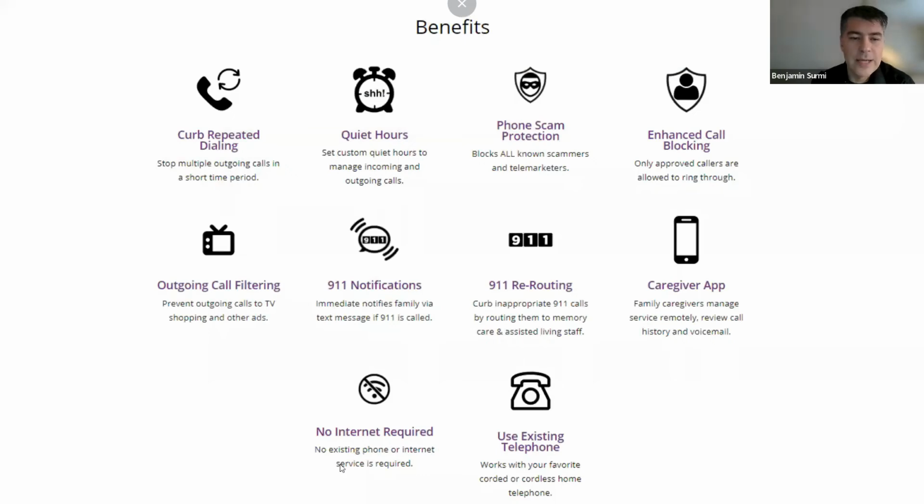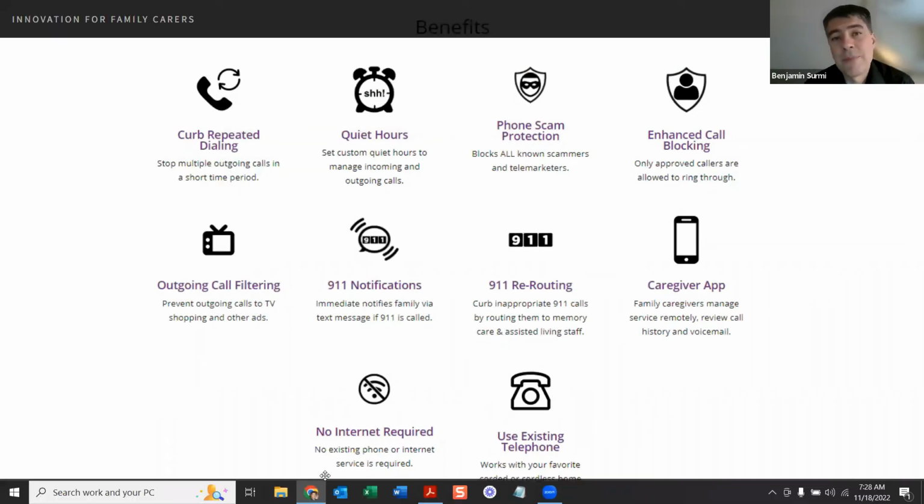It curbs repeated dialing. So an older person with memory loss, it would stop them from calling the same person over and over. It can set quiet hours, so this older person's not calling you at 2 a.m. in the morning when they don't need to. It protects from scammers and telemarketers. It can block everybody except for the people you want to call your mother. It can stop mom from calling known shopping channels.